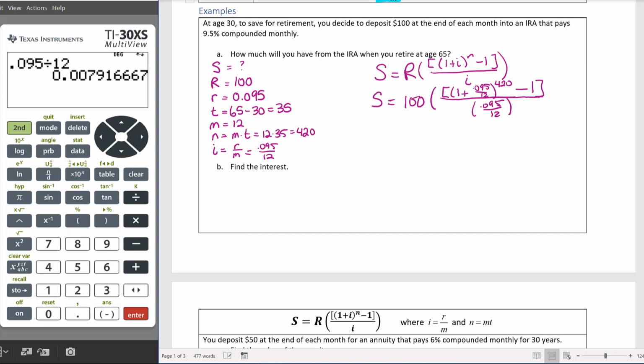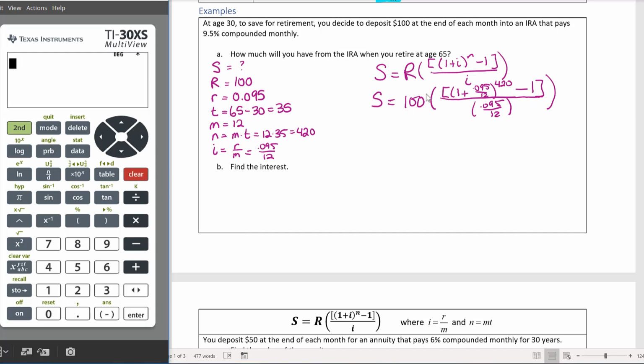Notice I had to put that in an extra set of parentheses because I want to keep that together on the denominator. So when I type this in, be very careful how you type this in. Every single time you see a parentheses, you're going to type a parentheses. So we have 100. Open that first set of parentheses, that's this parentheses right there. Then I have a bracket and then another parentheses.